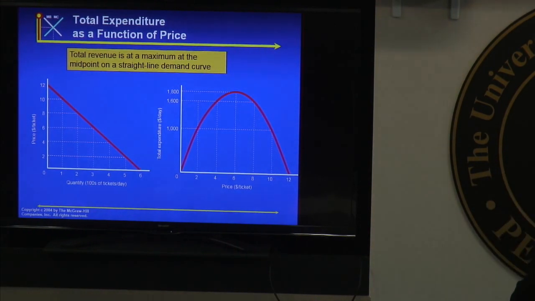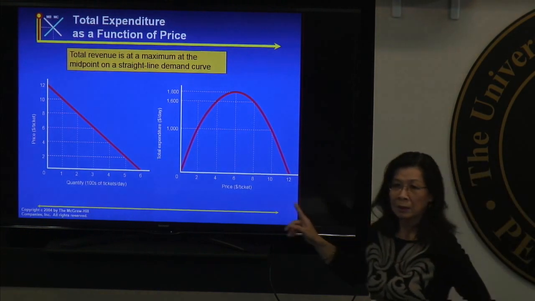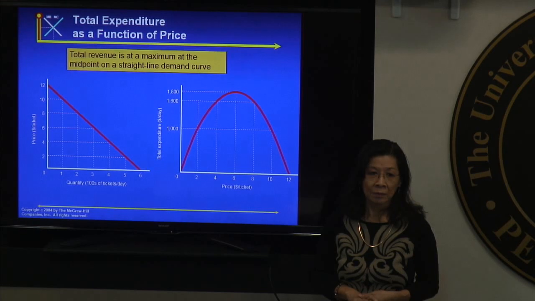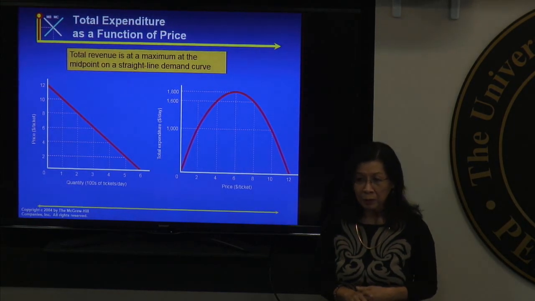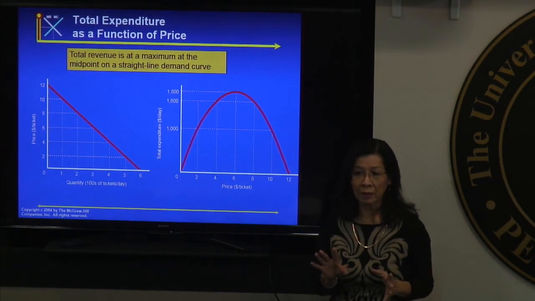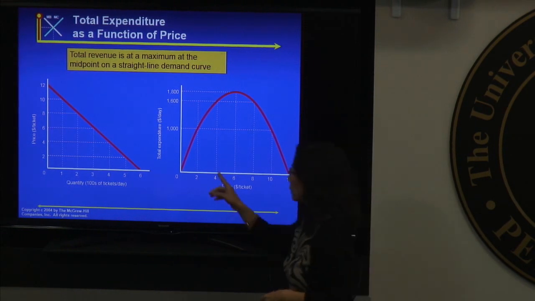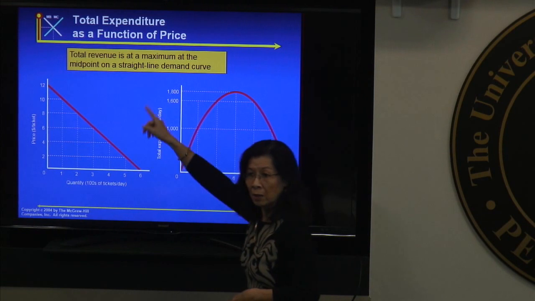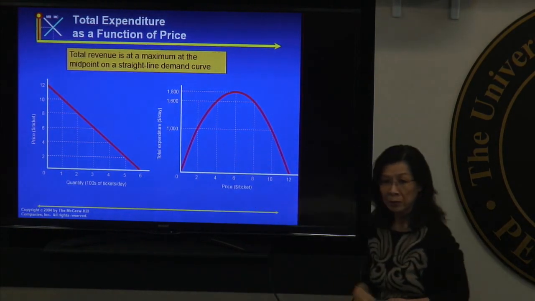Would somebody tell me, what do we measure here on the y-axis of the graph, or the vertical axis? Total expense. We are measuring total expenditure, so be careful now. It is not the price anymore on this diagram. Over here, the price is on the vertical axis in the earlier diagram, but here it's the total expenditure.